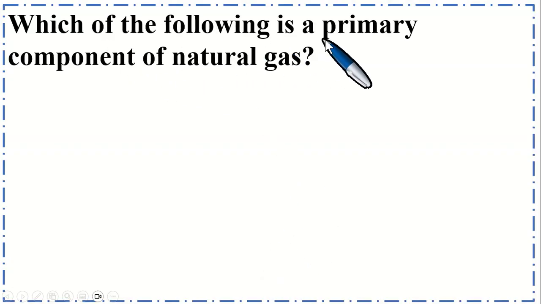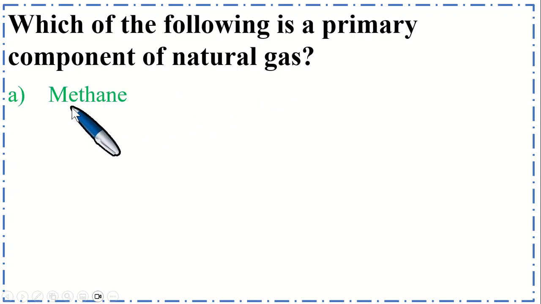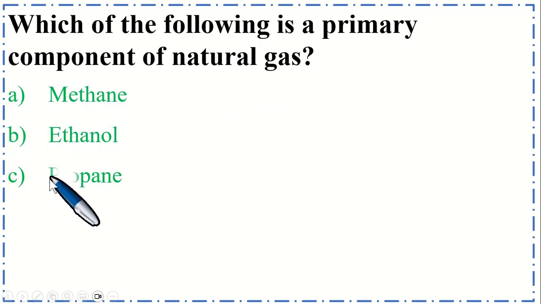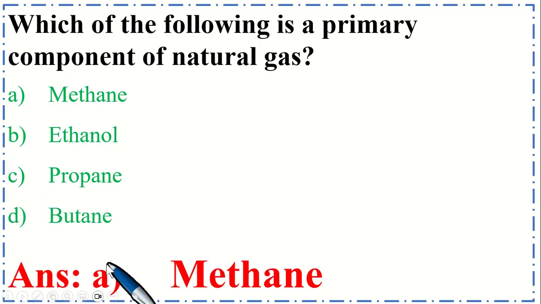Which of the following is a primary component of natural gas? Option A methane, B ethanol, C propane, and option D butane. So the correct option is A methane.